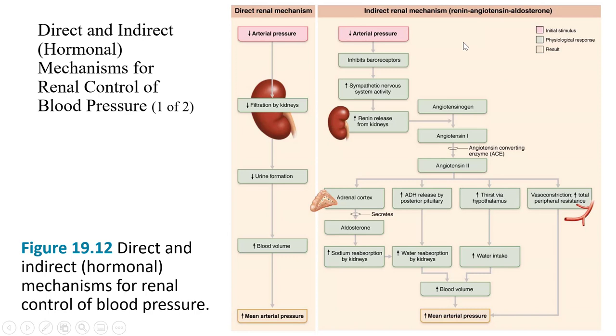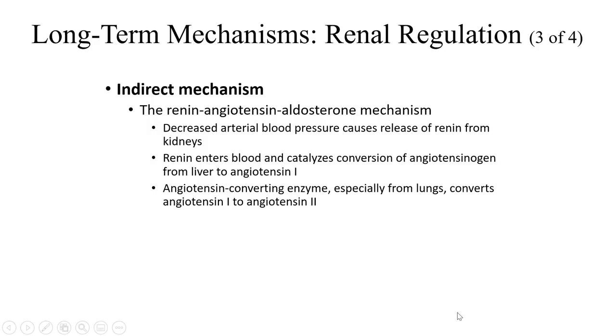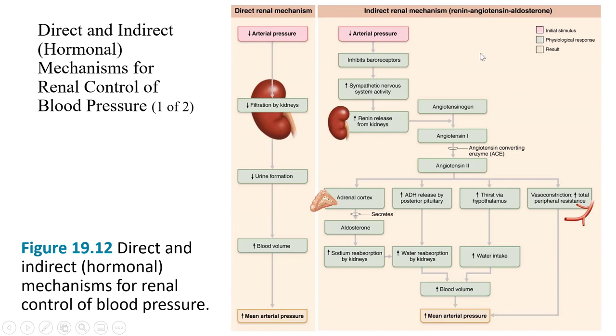I would like to use the diagram more than the succeeding words in the PowerPoint, and we'll understand it better using this. Going from the top, let's go to the bottom. In the bottom line here, we want an increase in mean arterial pressure. What would be the reason why you need an increase in mean arterial pressure? It's because in the beginning you have decreased arterial pressure.